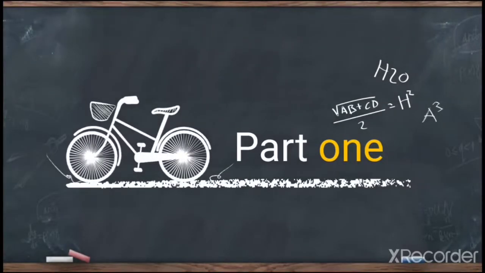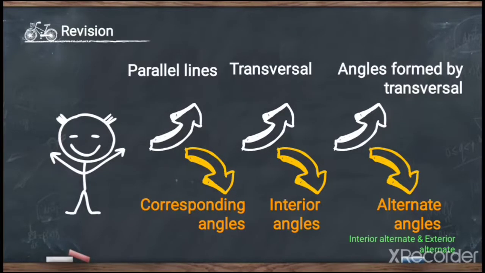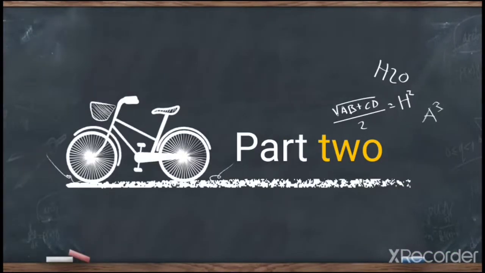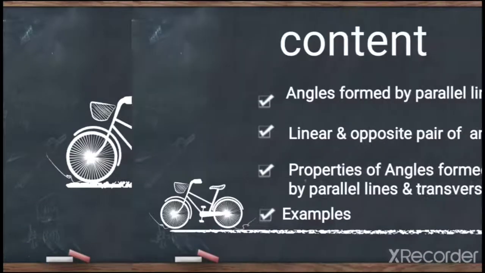In our first video we learned parallel lines, transversal, and angles formed by only a transversal. In that, the subpoints were corresponding angles, interior angles and alternate angles. In alternate angles there are again two subpoints, interior alternate and exterior alternate. Now let's move to our remaining points.